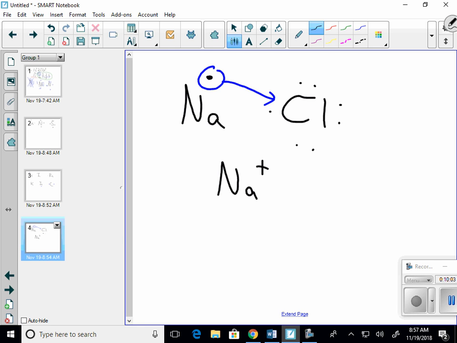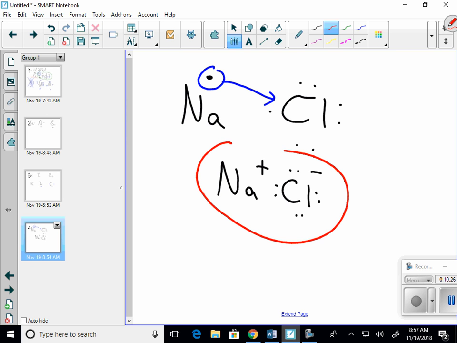Similarly, when chlorine gains a negative electron, it has a negative 1 charge. Again, it's on the top of your column. Remember when we went over these charges with naming? And we do include the 8 electrons around the chloride ion. So this would be the Lewis dot structure for sodium chloride.